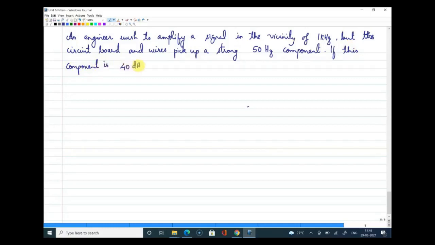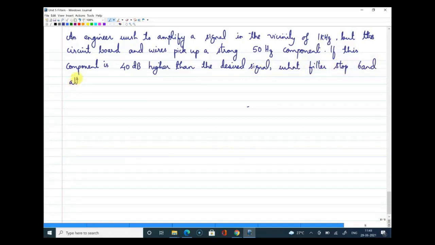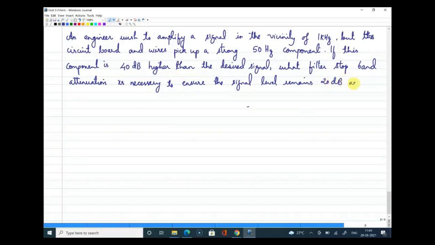is 40 dB higher than the desired signal, what filter stop band attenuation is necessary to ensure the signal level remains 20 dB above the interferer level? Right.